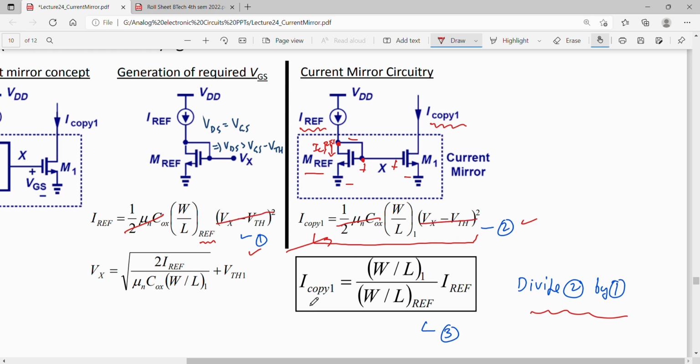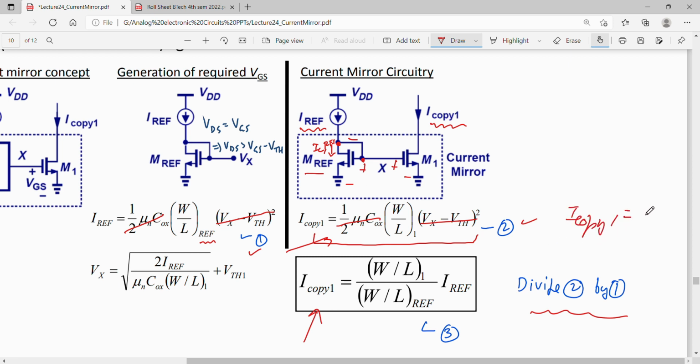So we are left with I copy 1 equal to W by L of 1 divided by W by L of the reference transistor, multiplied by the current through the reference transistor. Okay. So now this copy 1 current will be equal to the reference current only when these two transistors are identical in shape and size. That is, the W by L ratios of these two transistors should be the same. If the W by L are the same, then I copy 1 is equal to Iref.